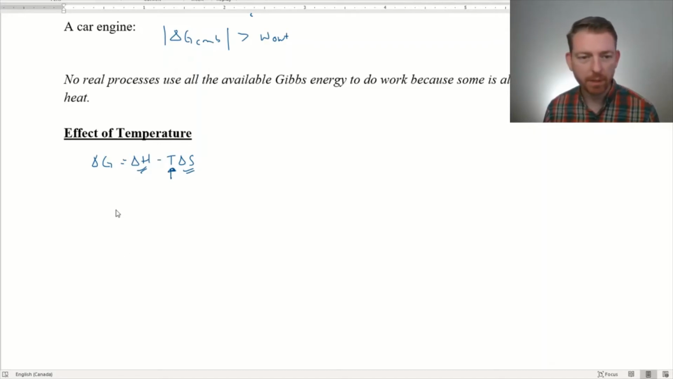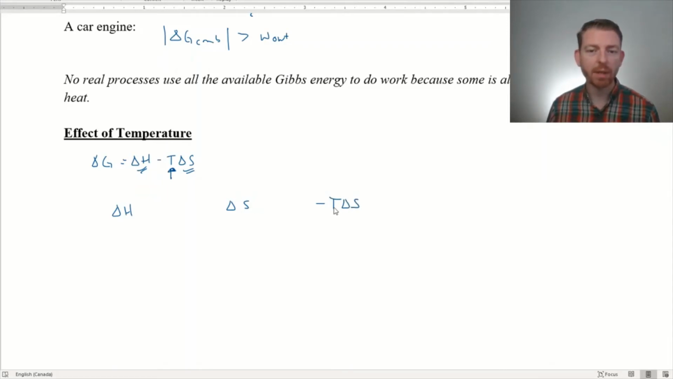So let's make a little chart. So we're going to say the enthalpy, the entropy. Let's look at this term by itself then. So entropy, but then also the full negative temperature times the change in entropy, and then see what effect that has on delta G in the end.